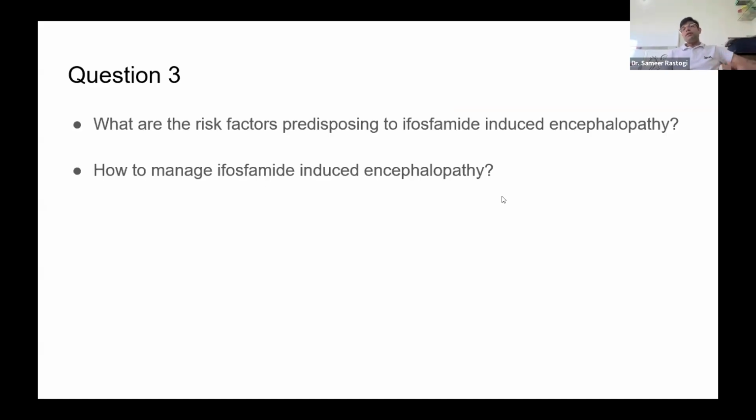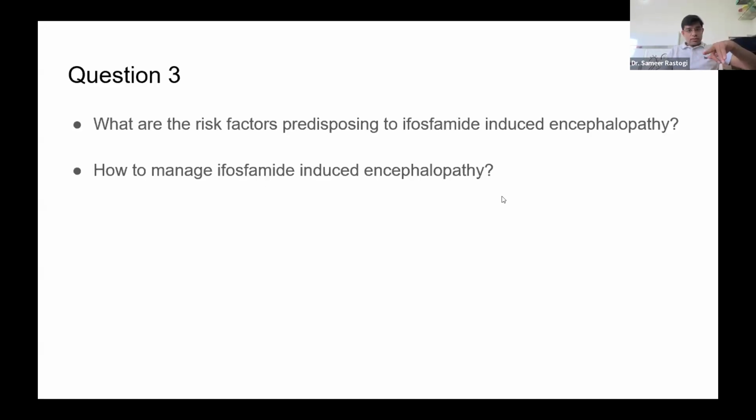Now people try to supplement albumin also. There is a retrospective analysis in 2010 where they supplemented albumin, and they found there was no difference in ifosfamide-induced encephalopathy, with or without albumin in both arms. But still, a lot of institutions practice it because there is no prospective data, and there cannot be randomized trials.